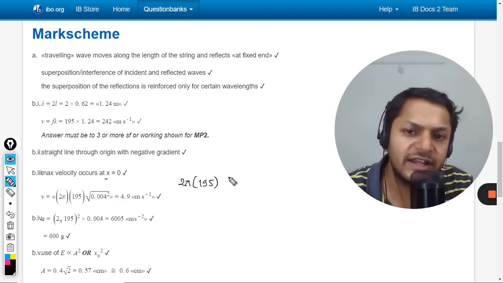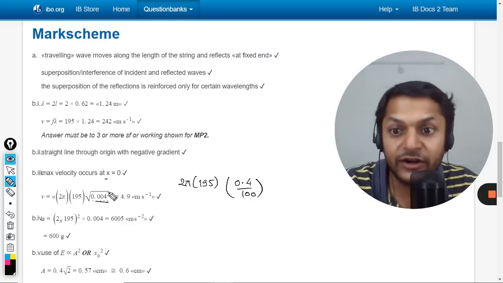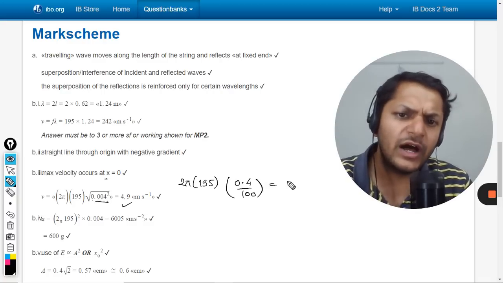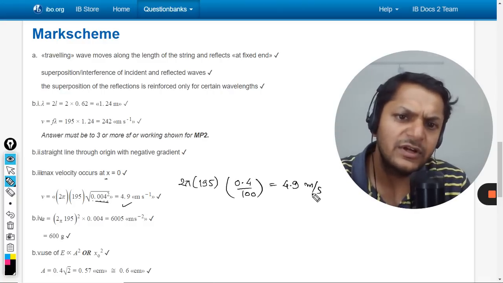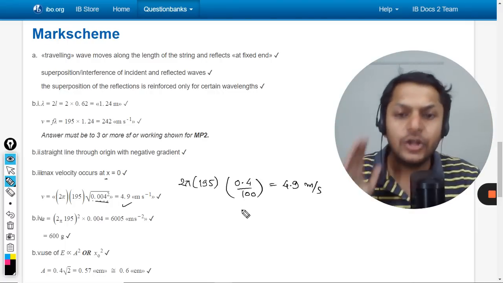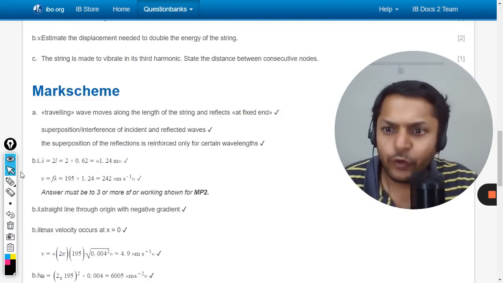So x naught I have written as 0.4 divided by 100, which is literally 0.004. Now he's squaring it, and also he's taking the square root there, so that is not required. I believe we would be getting the same answer because they have done exactly the same thing that I had done. No doubt about that. So this is how we do it. Now we are moving to B4. This is B3.